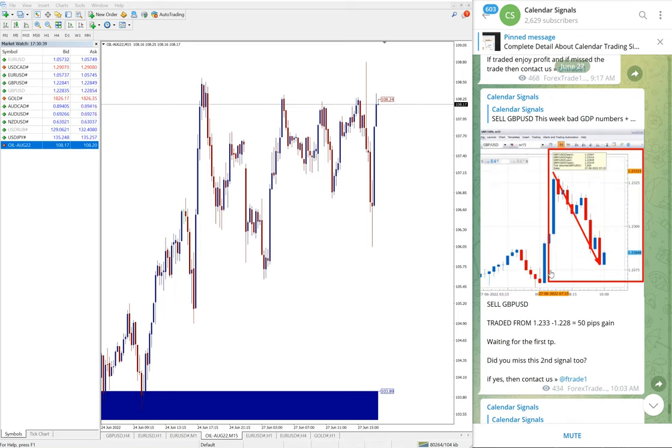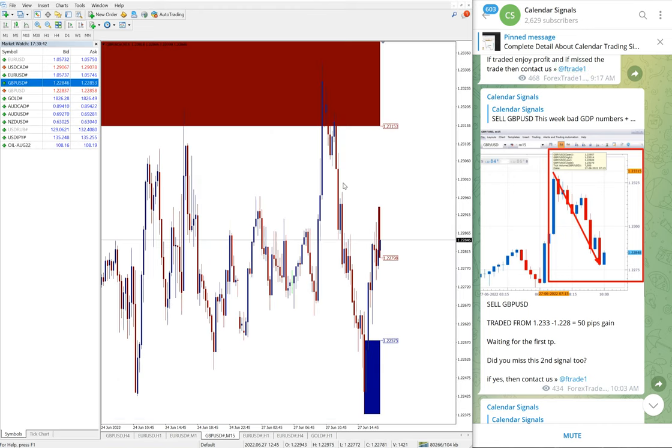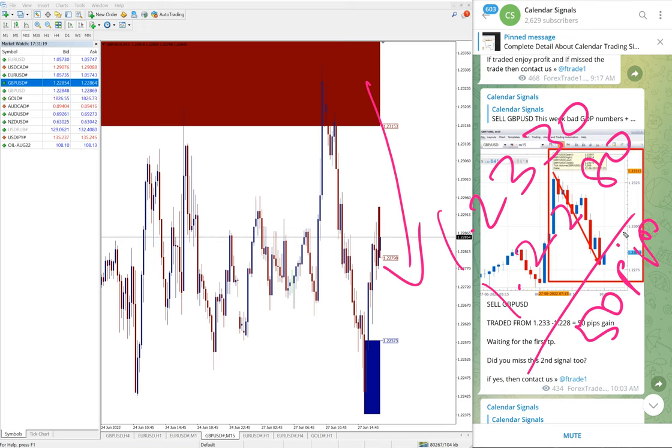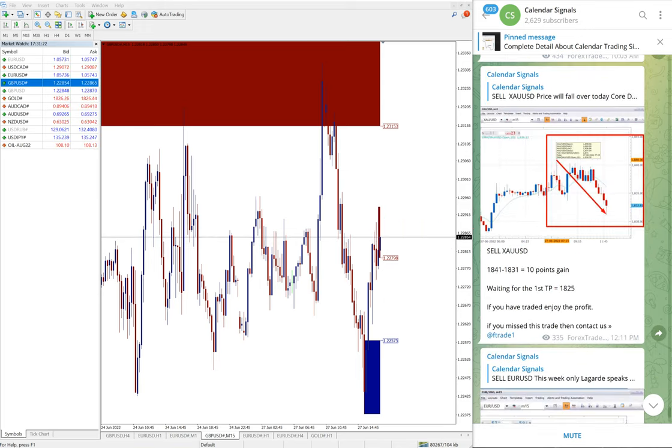And then the next script performed is GBPUSD. Again, GBPUSD sell we gave. You see clear down on GBPUSD. Entry at 1.2330, and low traded 1.2280. So 50 pips gain on GBPUSD sell signal. Again, reasonable profit on GBPUSD signal.